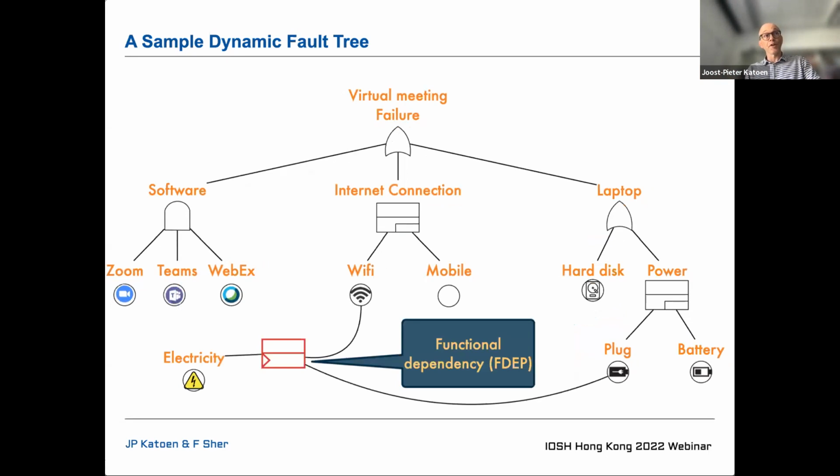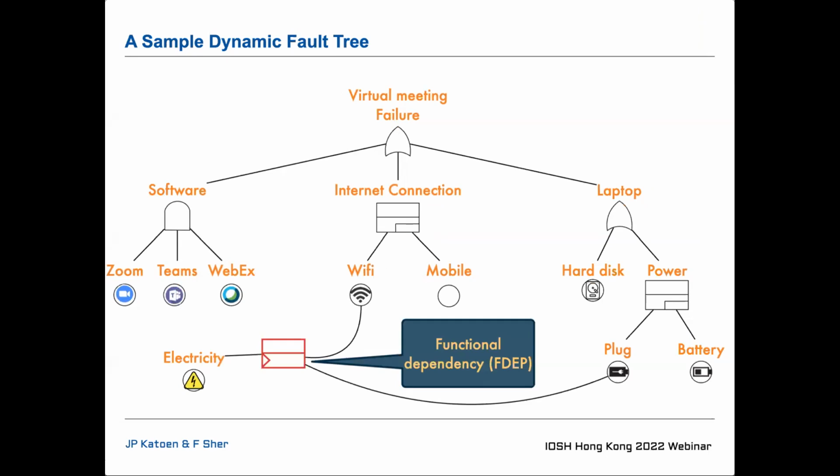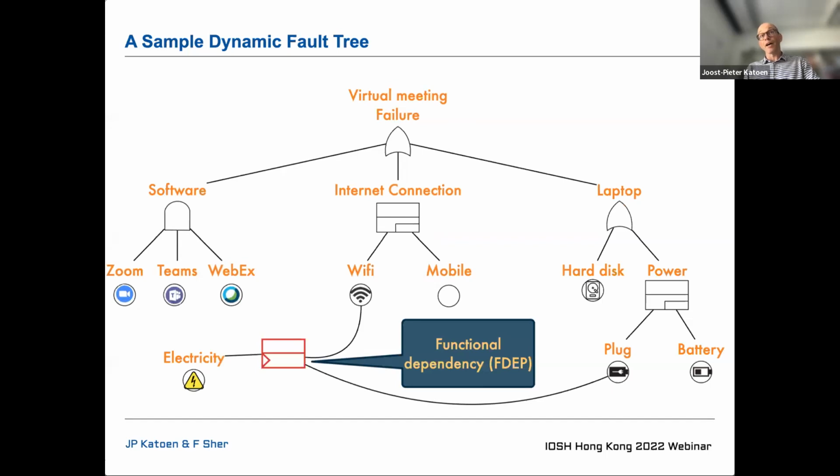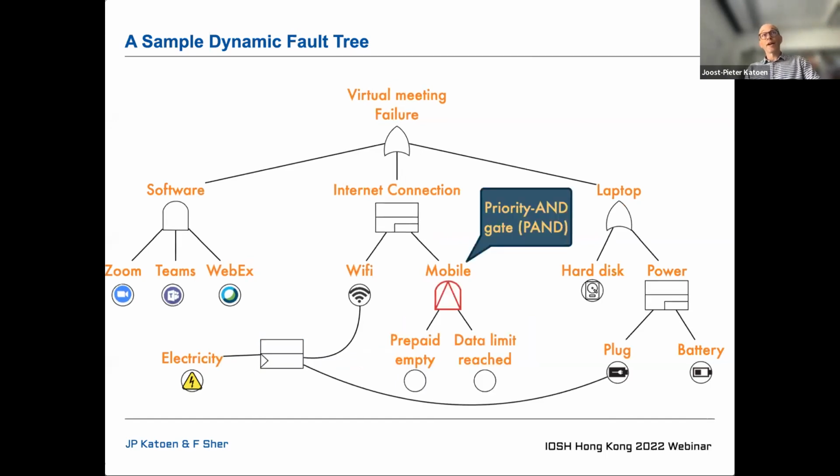Similarly, you can have common cause failures, like electricity. If the electricity fails, then my Wi-Fi will fail immediately, and my plug will fail immediately. This is what is called a functional dependency, and you can easily model this in a dynamic fault tree. And finally, there's a gate called the priority AND, where the mobile phone fails if first the prepaid is empty and then the data limit has been reached. But if the data limit has been reached and the prepaid is not yet empty, then I can still use the mobile. So here the ordering of the two children, the two leaves of the mobile phone, is important. And that's the difference with a normal AND.